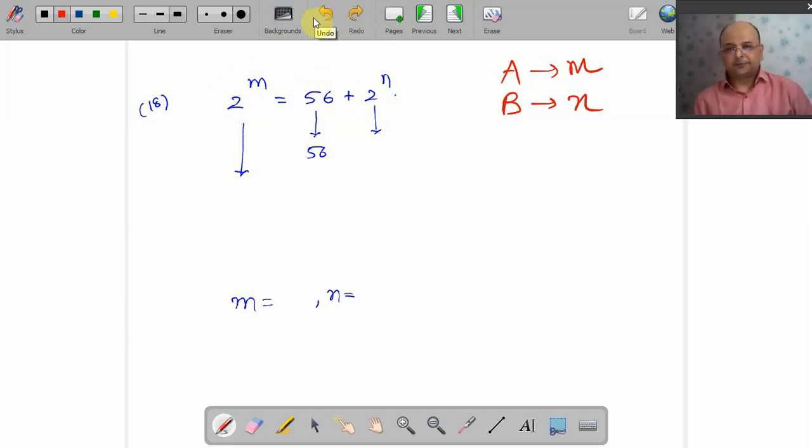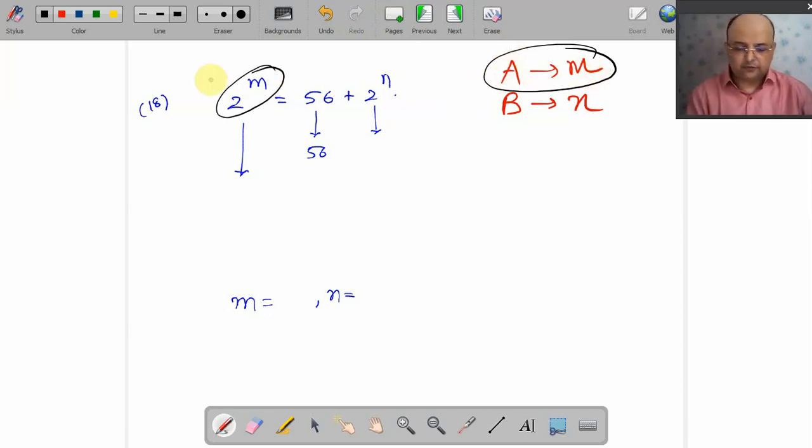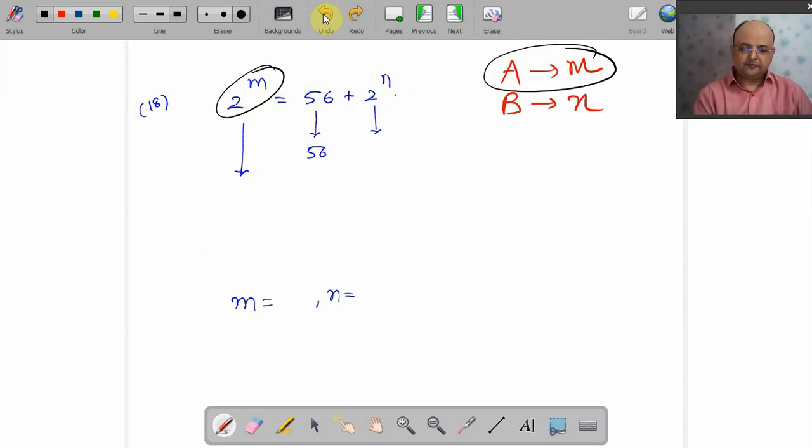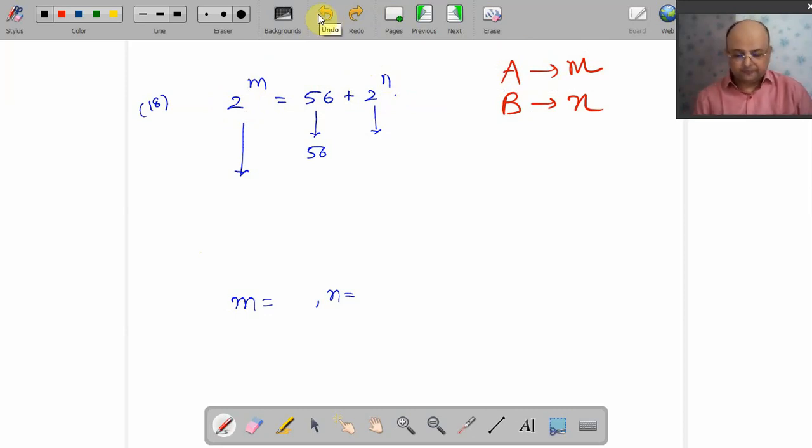Now let me repeat the question. If A has m elements, total number of subsets of A is 2 raised to m. Total subsets of A is 56 more than total subsets of B. If B has n elements, B has 2 raised to n subsets. So this is how we want to find out m and n.